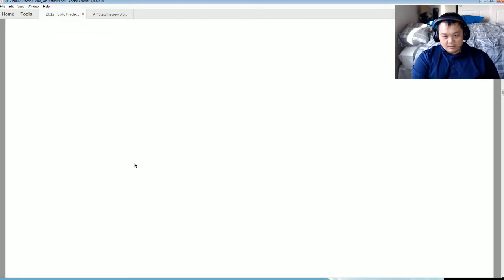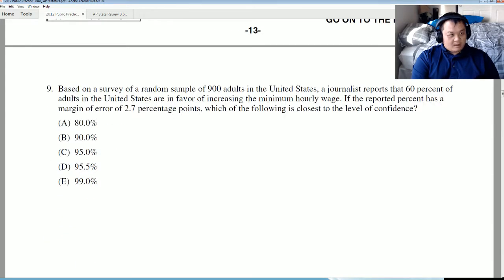All right, and 9. Go ahead. Based on the survey of random sampling 900 adults in the United States, a journalist reports that 60% of the adults in the United States are in favor of increasing the minimum hourly wage. If the reported percentage has a margin of error of 2.7 percentage points, what is the closest to the level of confidence?